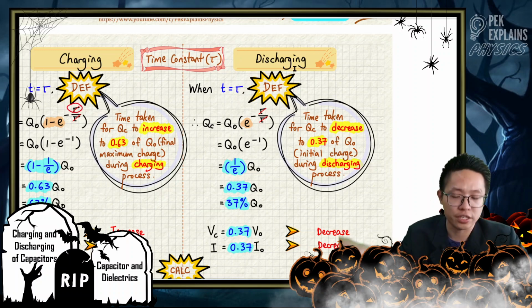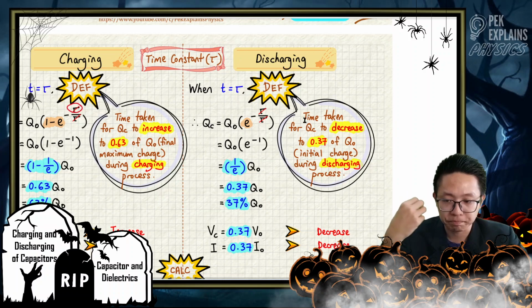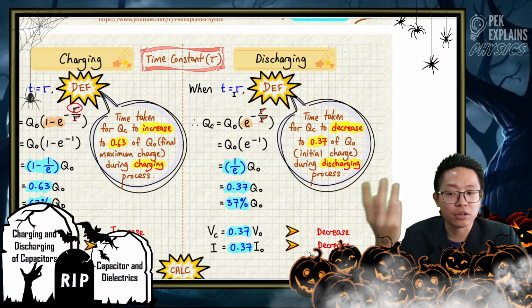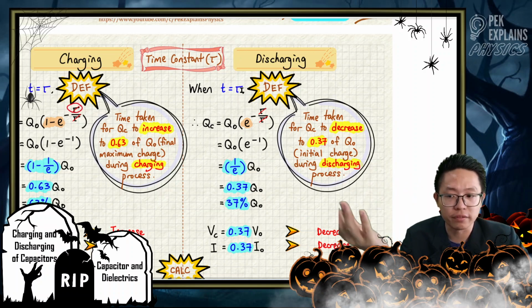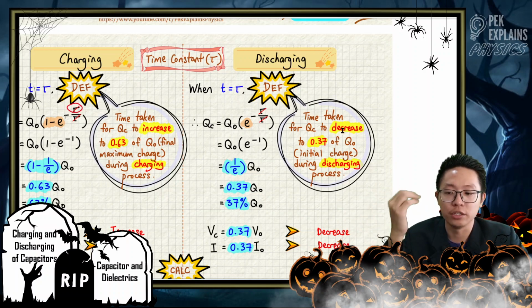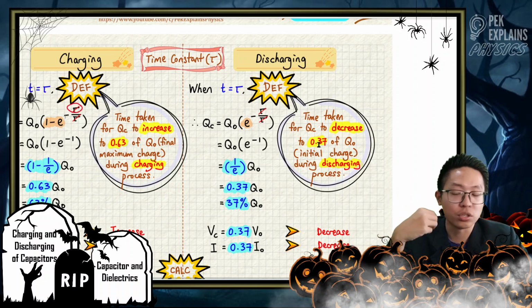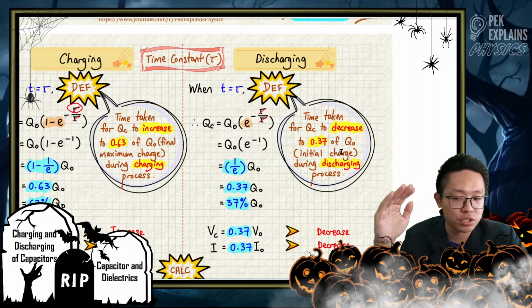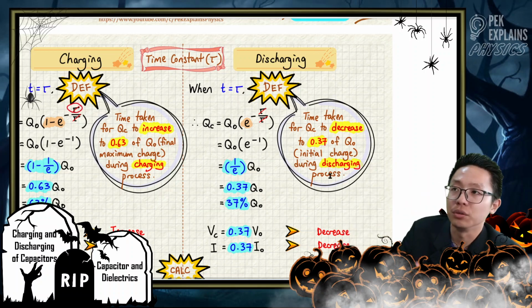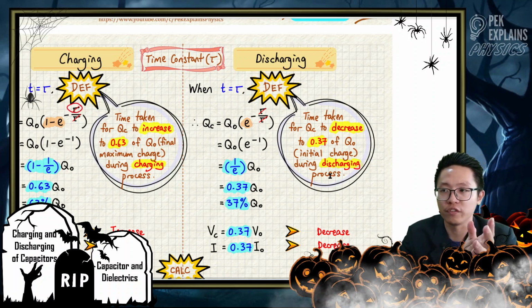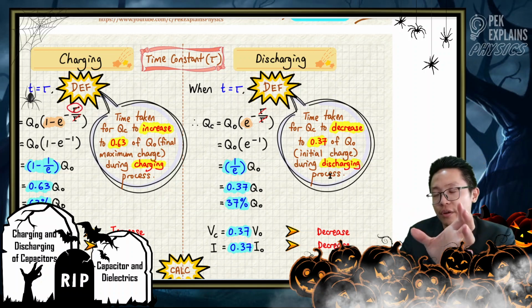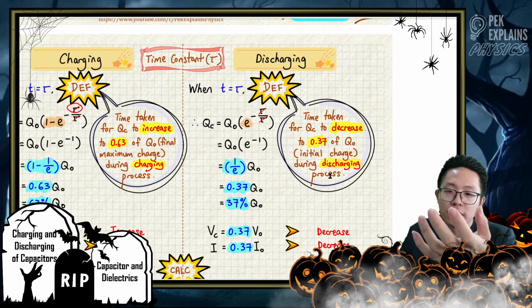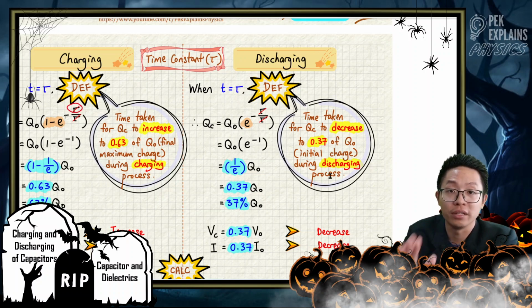So for this discharging process, what is the meaning of this one? Time constant. This is the definition of time constant. The time taken for the charge of capacitor to decrease to 37% or 0.37 of the initial charge during the discharging process. That means let's say you have a handphone with maximum charge. You fully charge your handphone. So how long does it take? The time constant.